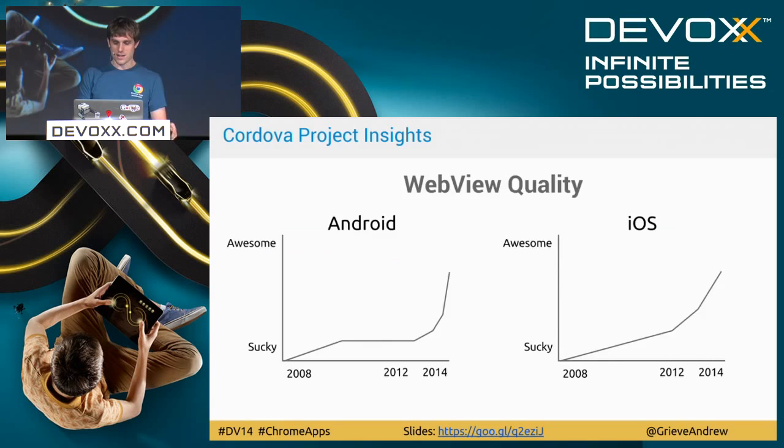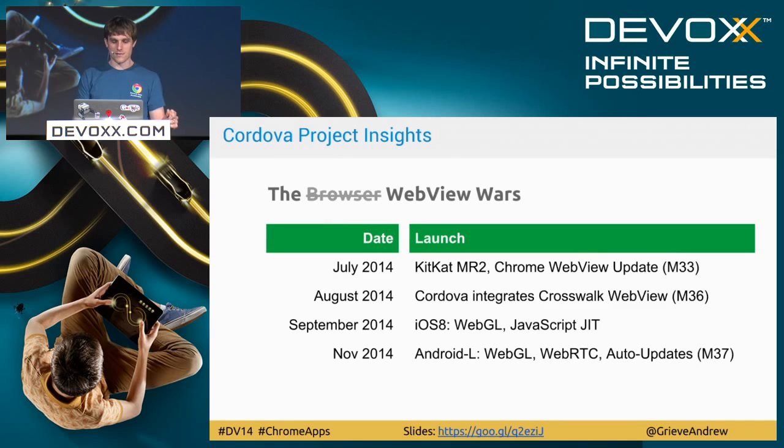So let me explain why I think the graphs look like that. July 2014, KitKat MR2 launches, WebView updates to Chrome M33. Biggest thing here was Canvas got hardware acceleration. So a lot of games especially noticed that change. August 2014, a month later, Cordova project integrates the Crosswalk WebView, which is a bundled version of Chromium that you ship with your application. That was based on M36. So now you have an option here, System WebView or ship a WebView with your application that's up to date.